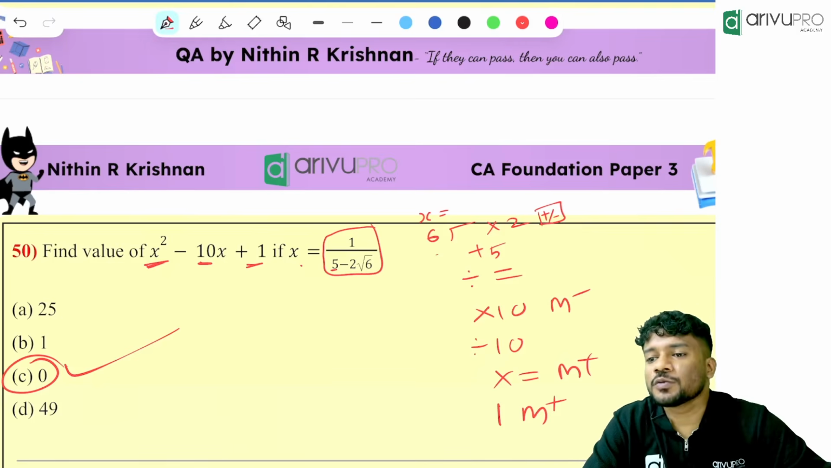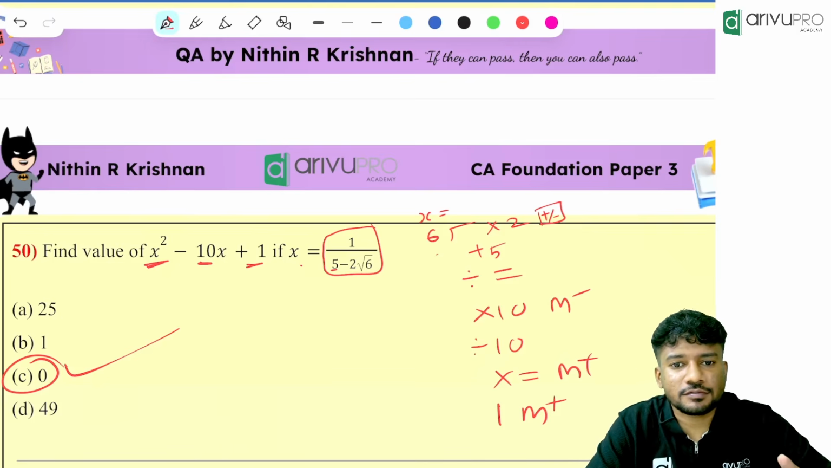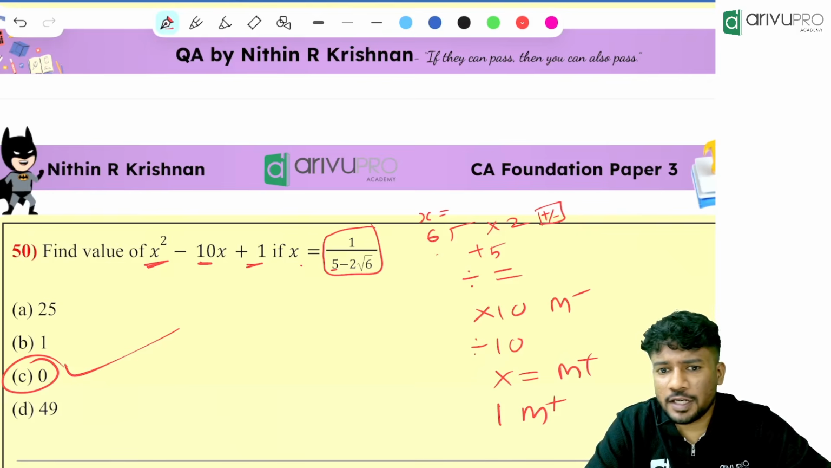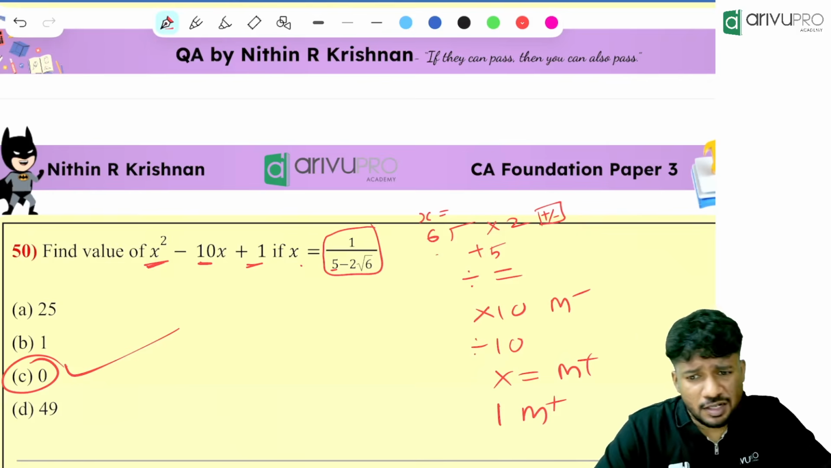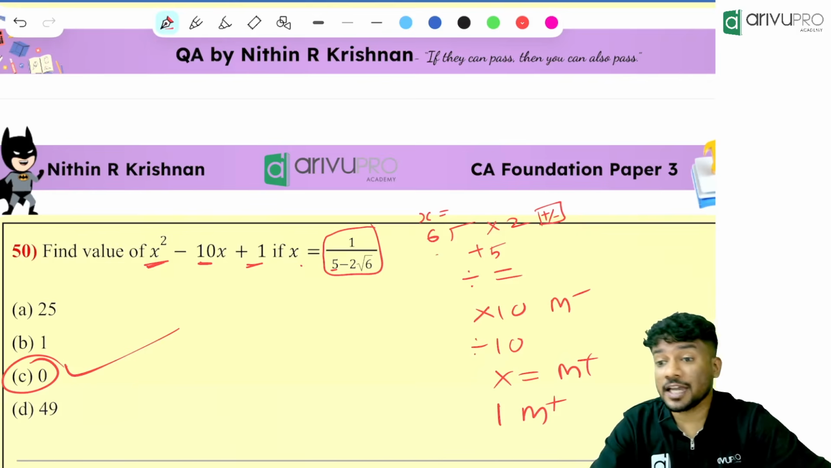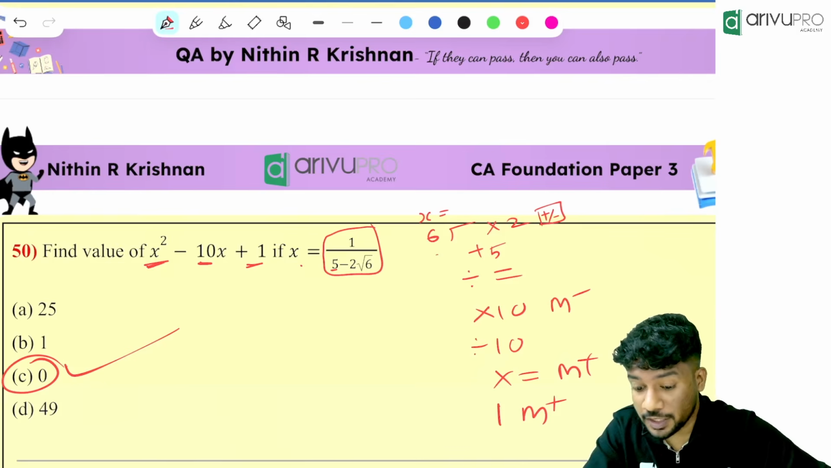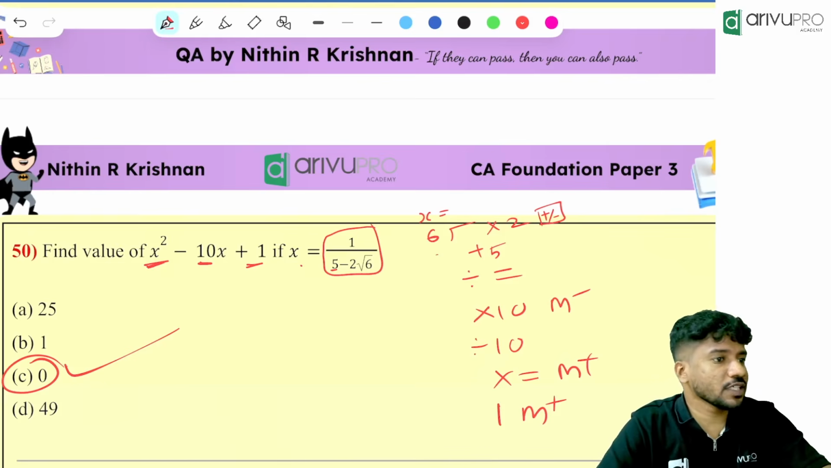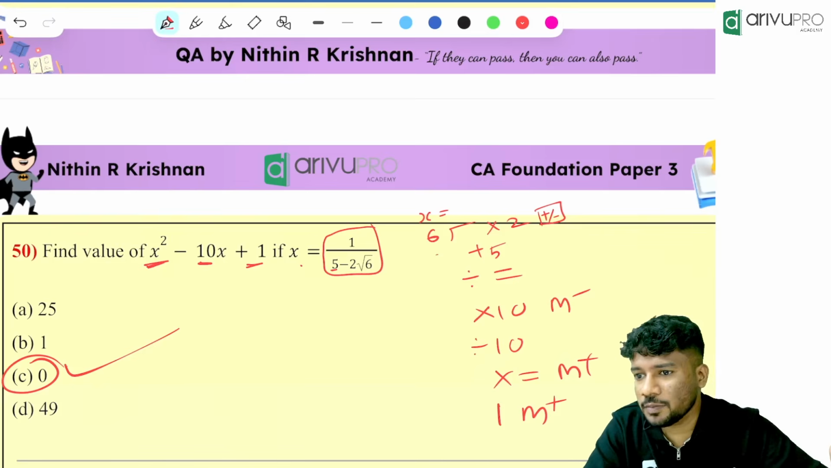Or how to do this? Or else, you will just approximate the values and substitute. Anyway, sometimes 1 can also be the answer if you approximate. Otherwise, the answer is 0. Okay, got the point?